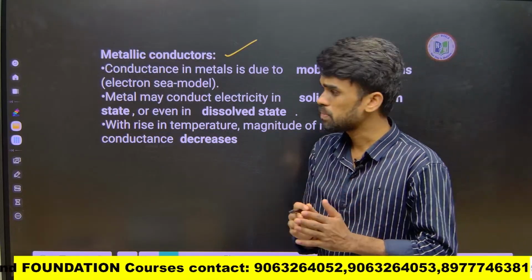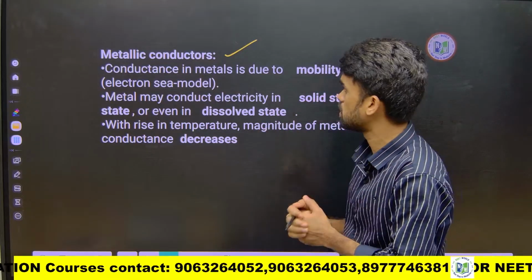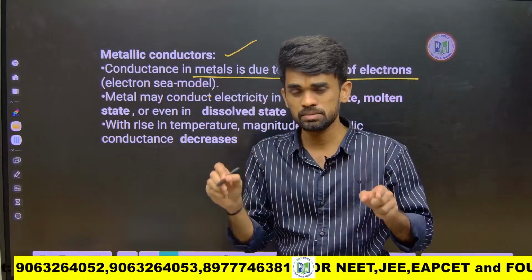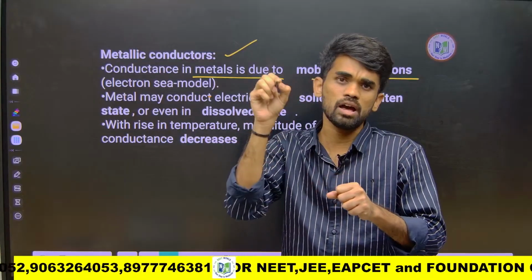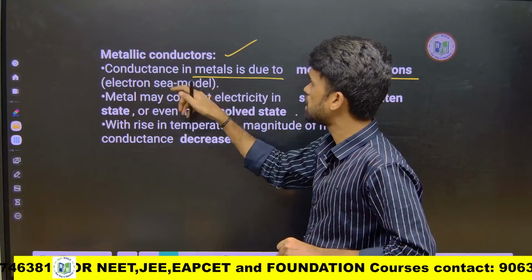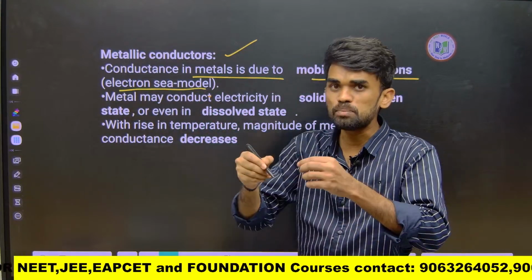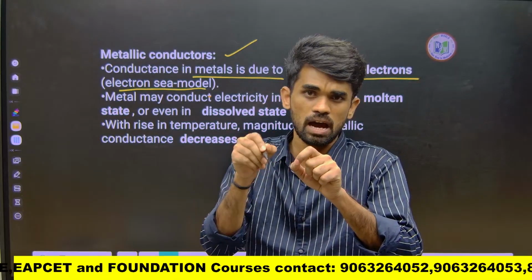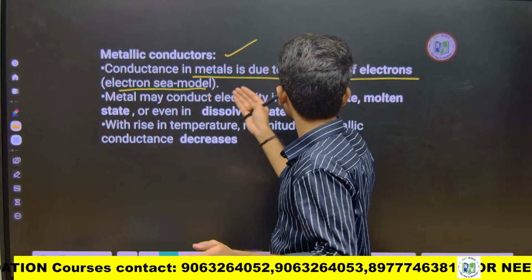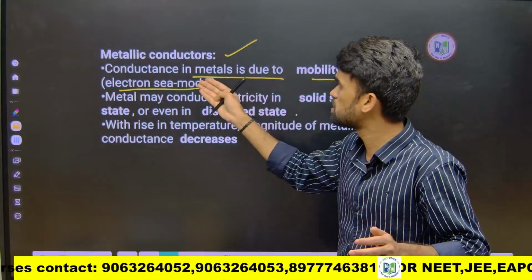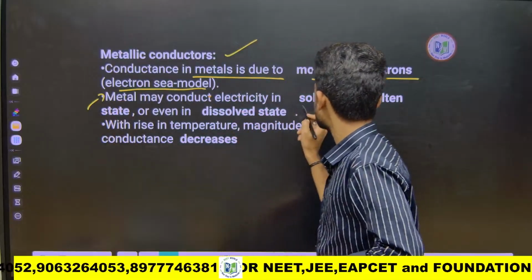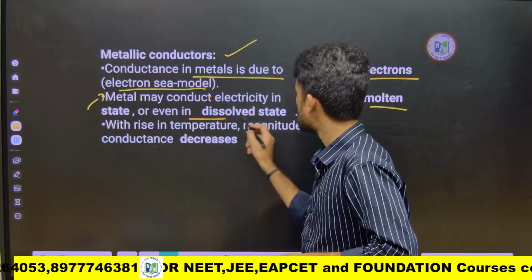Now what are the properties of these conductors? Conductance in metals is due to the mobility of electrons. In metals, electrons are freely moving around the nucleus of the central atom, so we can call it the electron sea model. Due to the mobility of these free electrons around the nucleus in an atom, electricity passes. So the mobility of electrons is responsible for conductance in metals. Metals may conduct electricity in solid, molten state or even in dissolved state also.